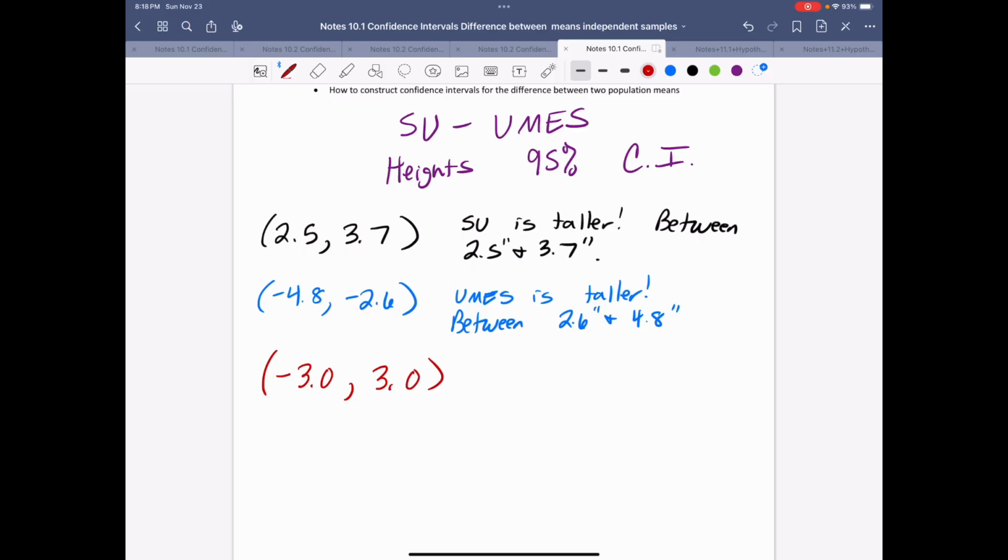Now, when you're looking at a number line and you go from negative to a positive, 0 is included. And if you have a difference of 0, it means no difference. Like my SU height was 5'9", my UMES height was 5'9". 5'9" minus 5'9" is 0. All right, so if you go from negative to positive, it's no difference. And the easiest way to explain that is because 0 is in the interval.